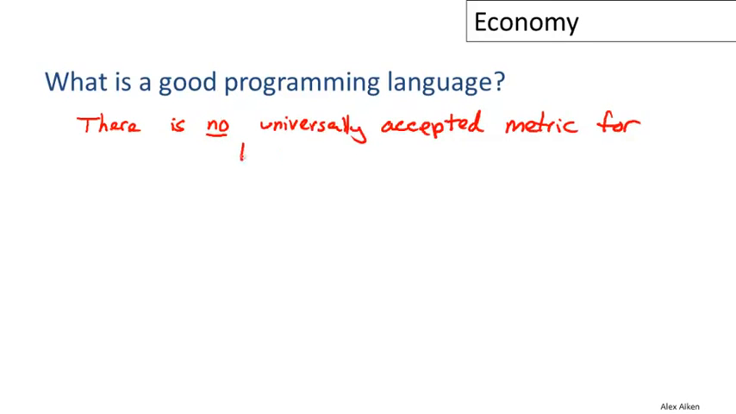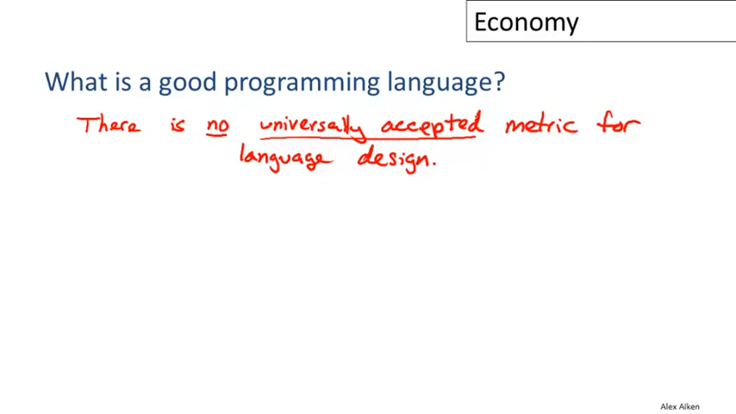And what do I mean by that? Well, I guess the most important part of this statement is the universally accepted bit. So I mean that people don't agree on what makes a good language. There are lots of metrics out there, and people have proposed lots of ways of measuring programming languages, but most people don't believe that these are very good measures, and there is certainly no consensus.